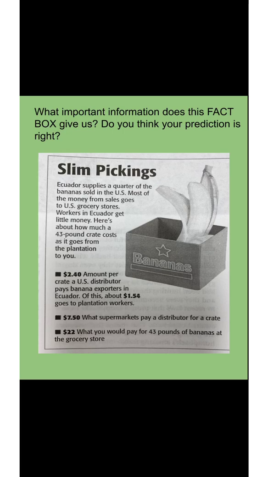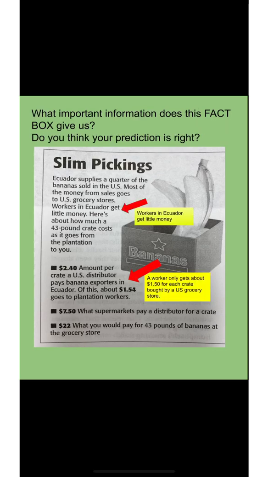Thinking of your prediction earlier about what you thought the story was about based on the other two text features, do you think your prediction is correct? I noticed several things are repeated in this fact box. However, only 2 of those are related to the other text features that we saw in this piece of informational text. They refer to workers in Ecuador getting little money. And again, they say a worker only gets about $1.50 for each crate bought by a U.S. grocery store. In the other image, we saw a boy getting the box ready, or the crate. And both pictures showed the boys as workers. So this might be important.